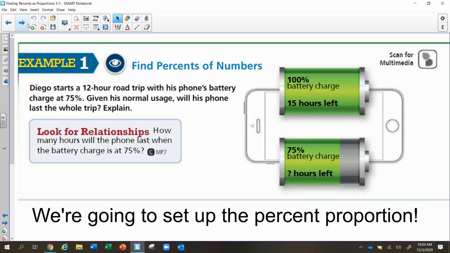So let's start with an example. We're finding percents of numbers. Diego starts with a 12-hour road trip with his phone battery charged at 75%. Given his normal usage, will his phone last the whole trip? We really have to look at this picture here. Over here, you can see his normal usage at 100%. If he has a full charge, his phone will last 15 hours. And so we're wondering if he'll have enough battery to last for 12 hours if he only has 75% left.